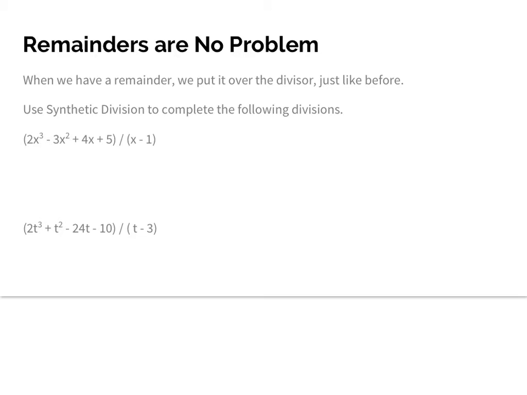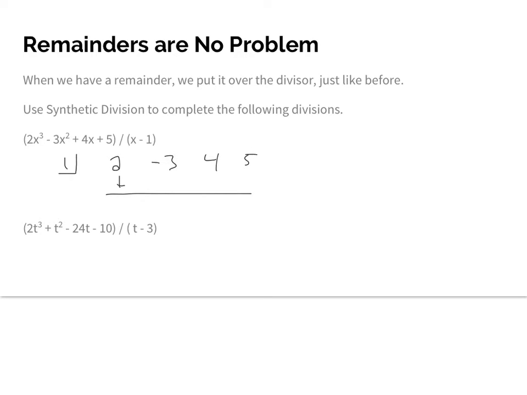So we're going to complete this process again. In this case, we're going to have a remainder other than 0, but we just write it over our original divisor, just like we did with long division. So we're going to use synthetic division to complete these. Start off by identifying our c, what's being subtracted from x. In the first case, subtracting 1. Don't make it a negative 1. Remember, it's the opposite of what you see. Then we write our coefficients. So it's a 2x cubed, negative 3x squared, a 4x, and a 5.